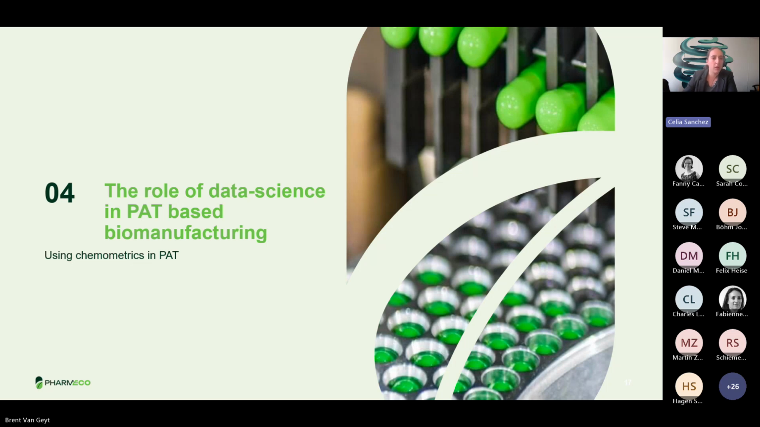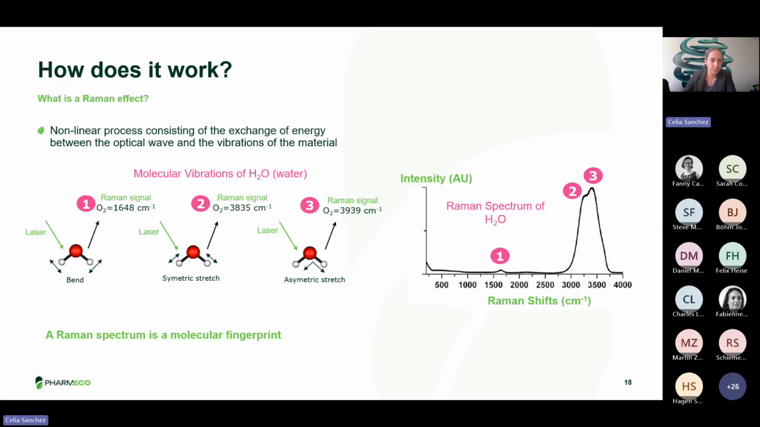As a first step, I'll do a little introduction about what Raman spectroscopy is and how the Raman effect works. So first, what is the Raman effect? It's a nonlinear process consisting of the exchange of energy between a light source, for example from a laser, and the vibration within a material, within the chemical bonds in a molecule.